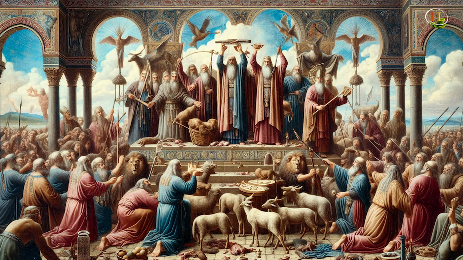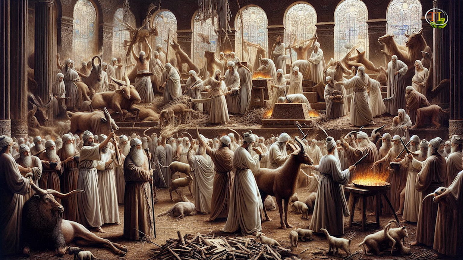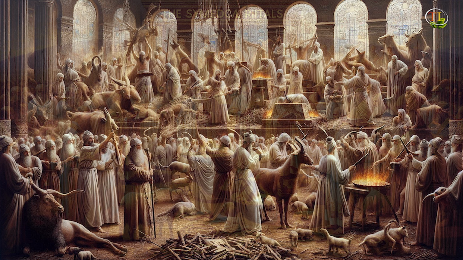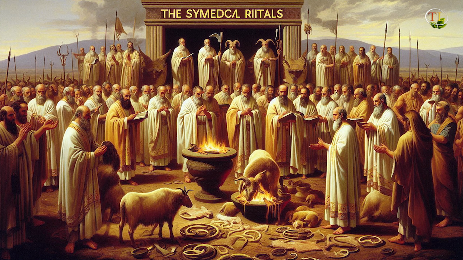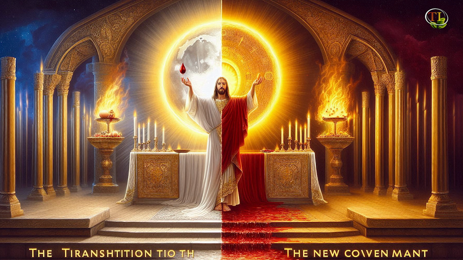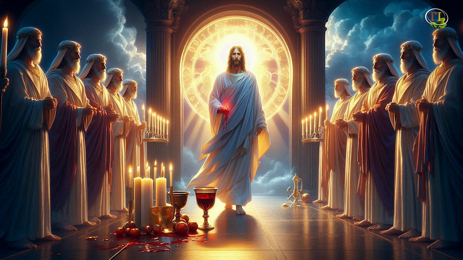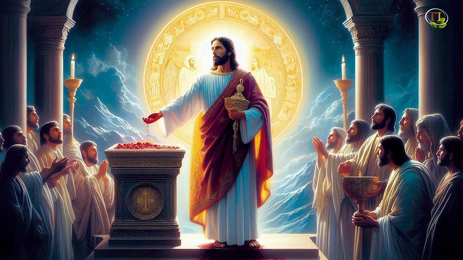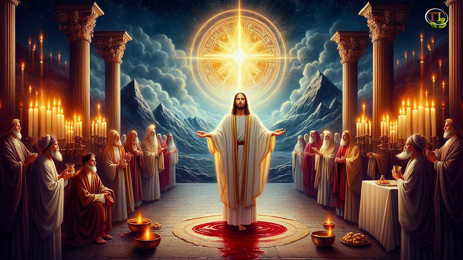The symbolic rituals: a scene depicting priests carrying out the Old Covenant rituals, showcasing the repeated animal sacrifices and offerings, symbolizing the temporary nature of these acts. Transition to the New Covenant: a representation of Jesus as the ultimate high priest, standing before a glowing altar, offering his own blood as the final and perfect sacrifice, contrasting the Old Covenant with the New.